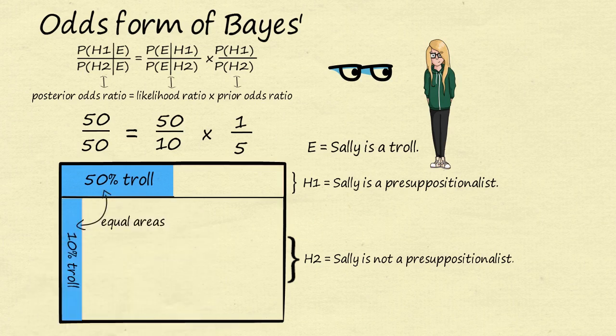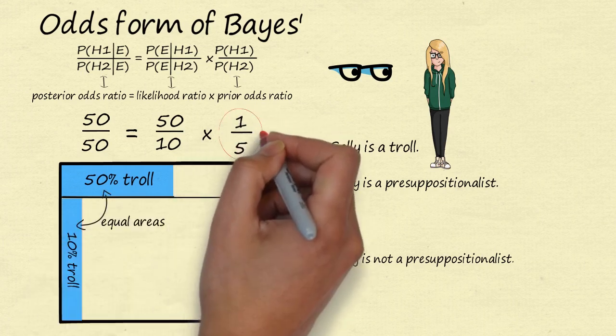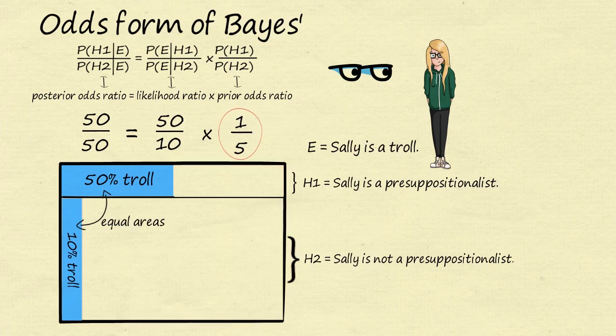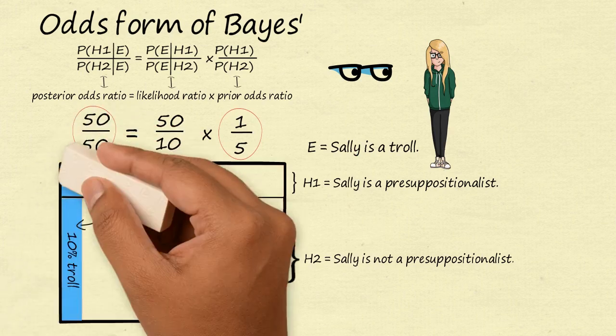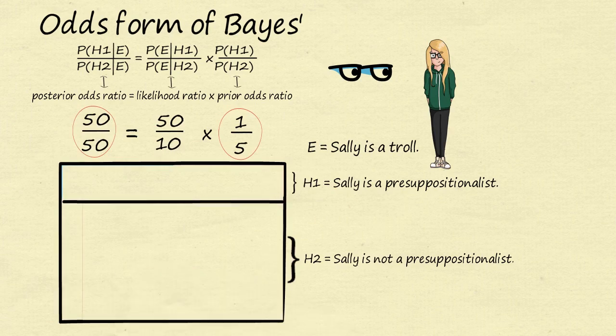To sum up, we started with a prior ratio of 1 to 5. After we learned that Sally is a troll, we updated our ratio to 1 to 1. We gained confidence that Sally is a presuppositionalist.